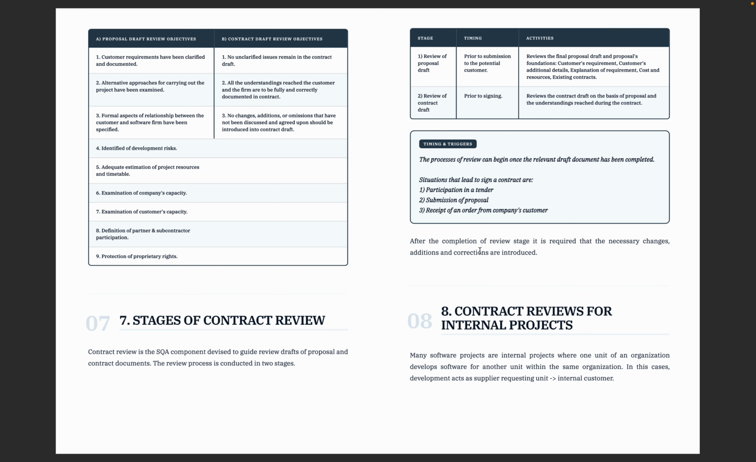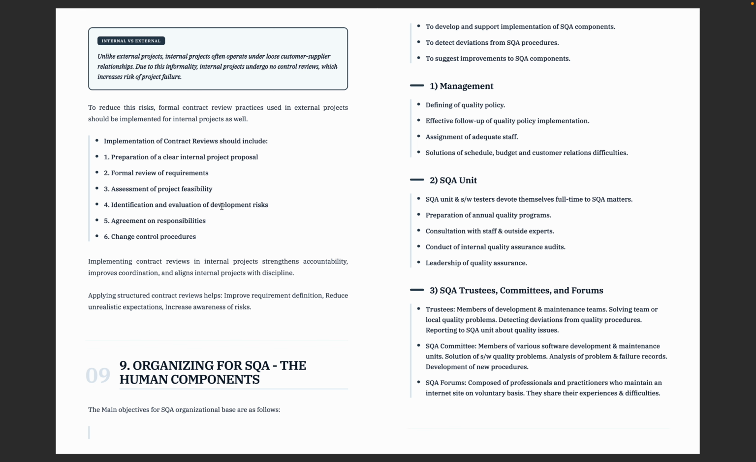Then question number 5, contract review for internal projects. Unlike external projects, internal projects often operate under a loose customer-supplier relationship. Many students miss the logic. Listen carefully: internal project doesn't mean low risk. In fact, internal projects are more dangerous, because there is no strict customer-supplier pressure. So SQA, software quality assurance, says to apply the same contract review discipline even for internal projects.